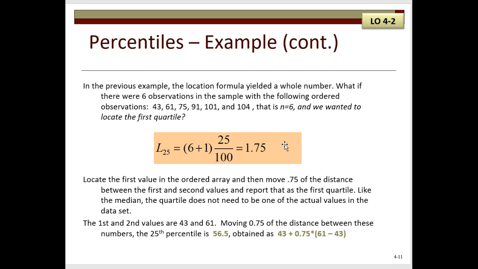So just like the median, the quartile does not need to be one of the actual values or observations in the data set. So if you look here, the first and second values are 43 and 61, right? That's between 1 and 2. So if you move 0.75 of the distance between these numbers, the 25th percentile is 56.5. And we got that by doing 43, which is the first value, plus 0.75 times 61 minus 43, so the difference of those two.